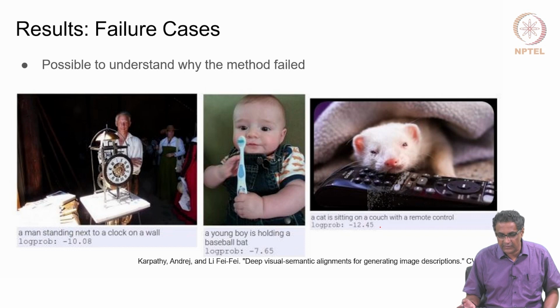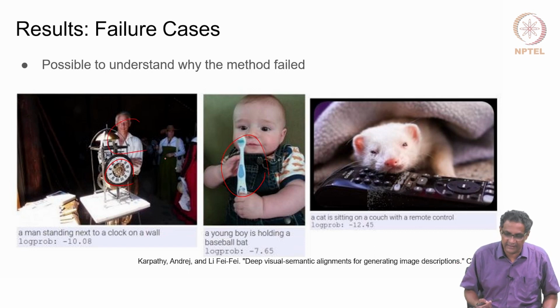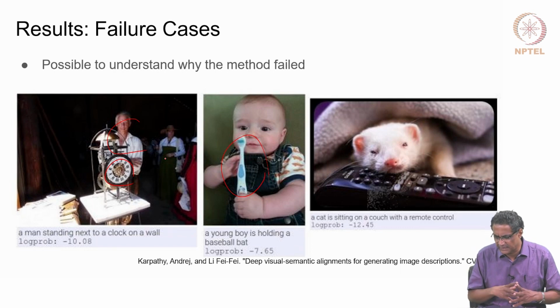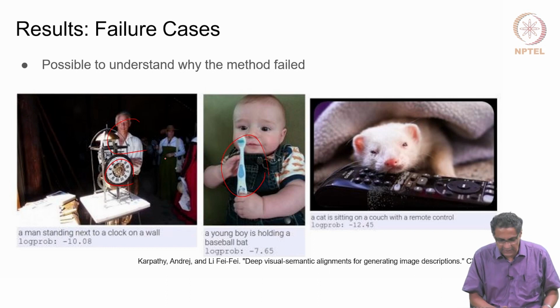Now here is where it went very bad. A young boy is holding a baseball. That's a toothbrush. Went totally wrong. And then a man standing next to a clock on a wall. Clock is correct, man standing is correct, but on a wall is really not correct. So again, such failures can happen, and one of the reasons for these failures is that it's perhaps not paying attention to the things that it should pay attention to.